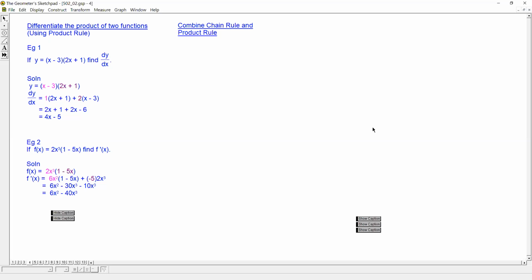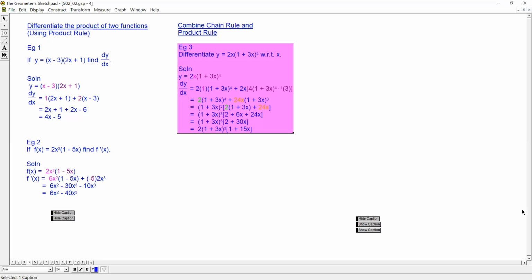So I'm going to show you how to differentiate problems where you have a composite function multiplied with another function. So we are going to use two rules at one time. Now what I mean by that, you're going to see.